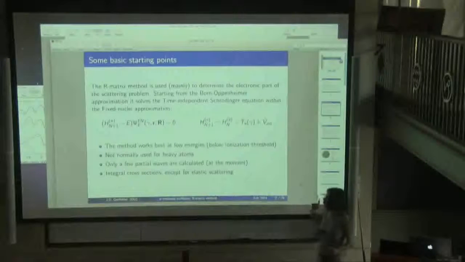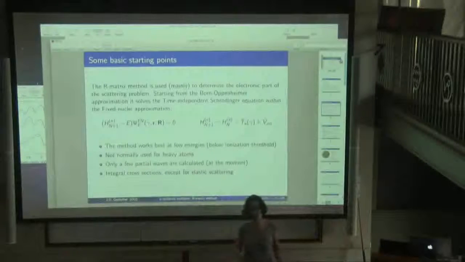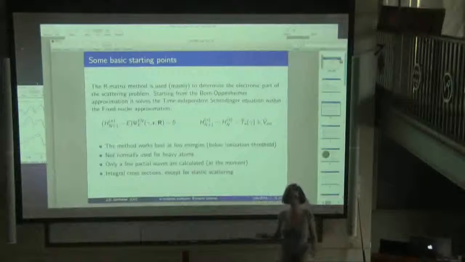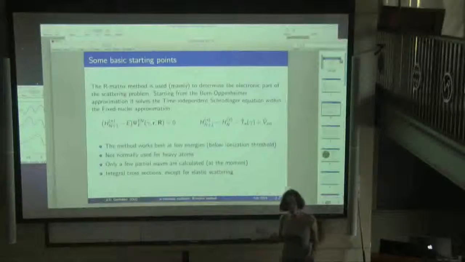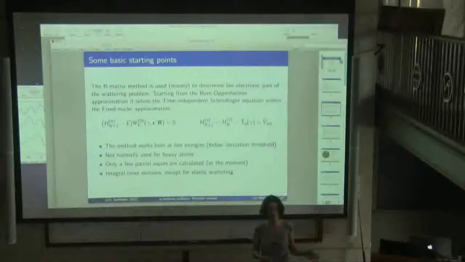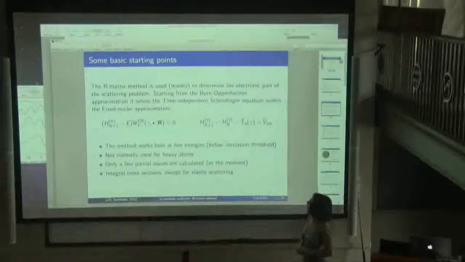So the method works best at low energies. We do not have states there that describe ionization. I will briefly mention our attempts at using pseudostates for this. We don't normally do calculations where the molecules have heavy atoms. We could, but I think they're computationally large.